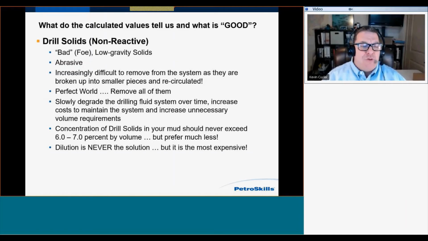And then I will dispel the myth: dilution is never the solution. I've talked to a lot of people that say, well, we'll just add more water to the system and dilute back our solids. Think about the fact that every time you add another barrel of water into your mud system, you're also having to add another bit of chemical for every barrel of water added. So it's costing you more to dilute back your system than it is just to remove the solids in the first place, especially on some of your more advanced fluid systems where a lot of these chemicals are not cheap. Dilution is not the solution, and you need to be very careful about that.